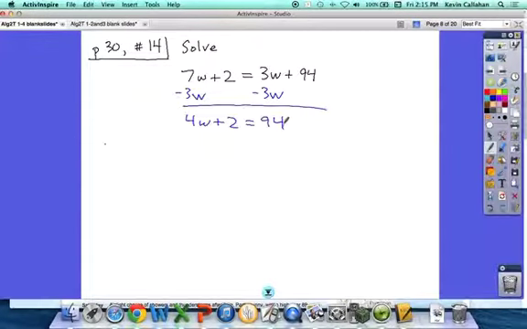Okay, now we need to get the constants to the other side. Minus 2. Okay, now we're left with a one-step problem, which is divide by 4.